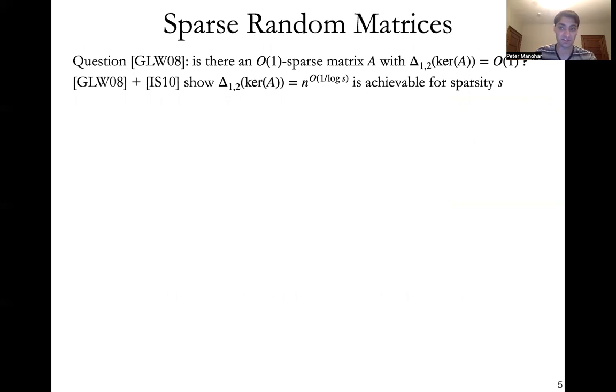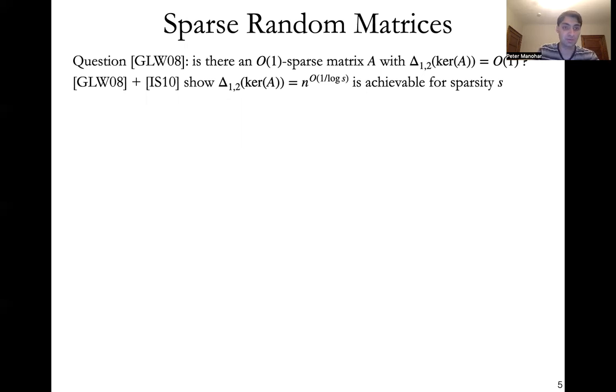And in light of this connection, the work of GLW asks the following question: is there a constant sparse matrix A which achieves distortion that's constant? The distortion of kernel A will be a constant. And by constant sparsity, I simply mean that every row and every column in A has at most a constant number of non-zero entries. And the work of GLW and IS both show that we can achieve distortion n to the 1 over log S when the matrix A has sparsity S. And this is pretty bad because if the sparsity S is constant, then this will be distortion n to some constant. Remember, the worst distortion you can have is square root n. And so up to a constant factor in the exponent, this will be kind of maximally bad distortion.